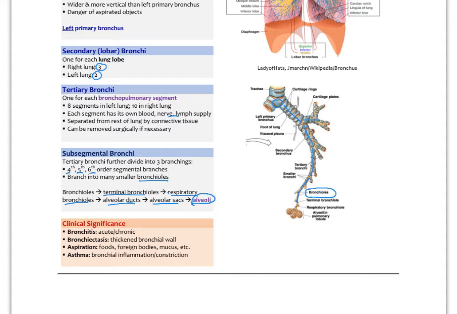The significance of the bronchi clinically would be bronchitis, which is acute or chronic inflammation of the bronchi. Acute is usually from infection. Chronic is more like chronic bronchitis associated with cigarette smoking, etc.